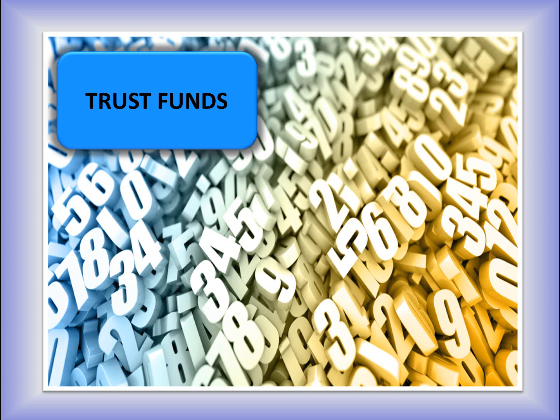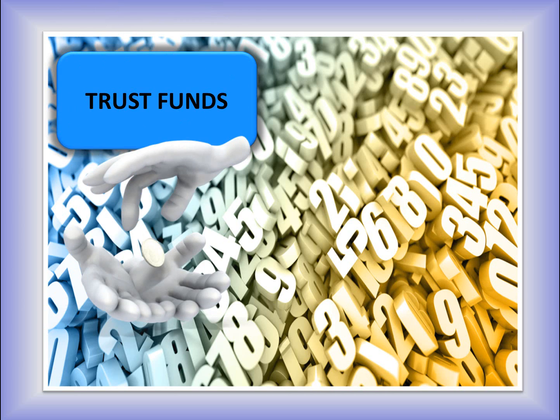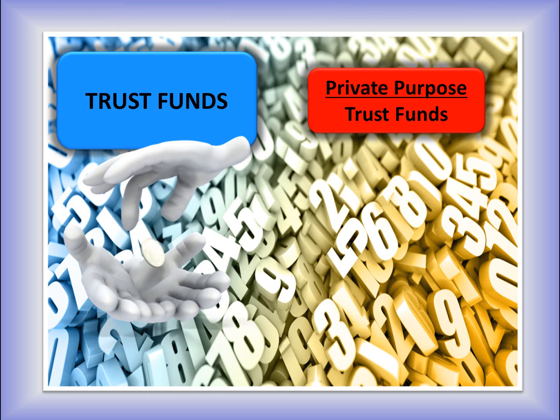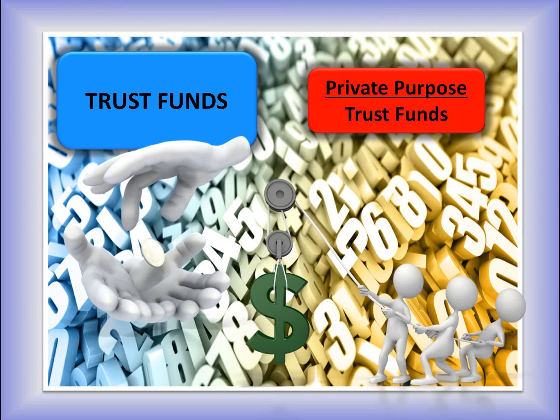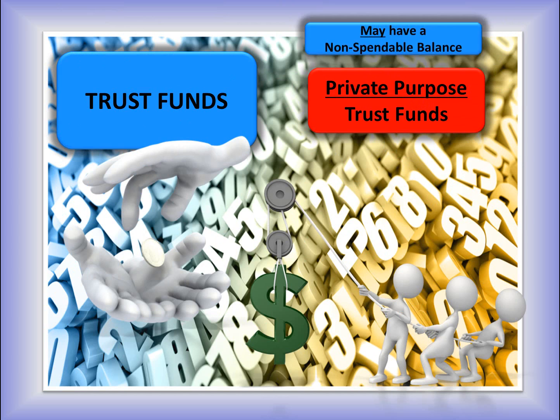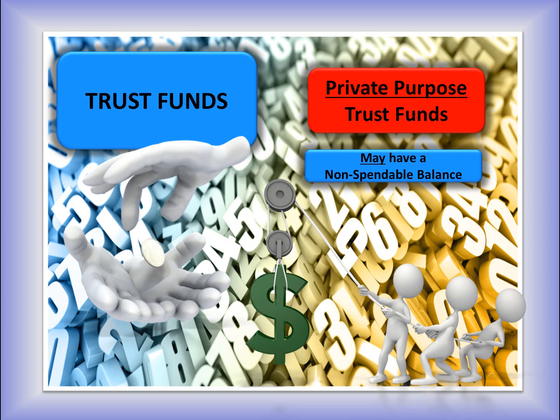Private purpose trust funds belong in the trust fund type. These funds account for donated resources for private purposes. So there are strings attached to this money. The giver tells the receiver how to spend the money for a private purpose, not to support the entity operations. These funds may include a non-spendable balance, but they don't have to.